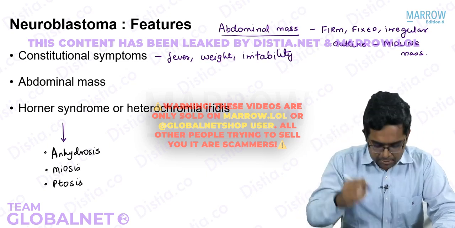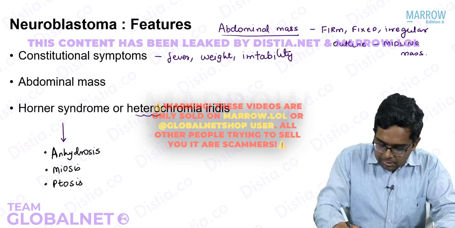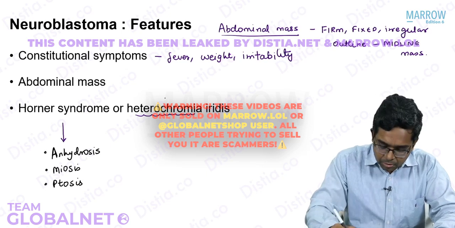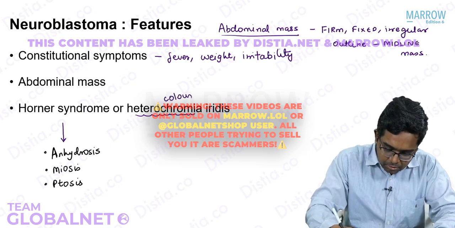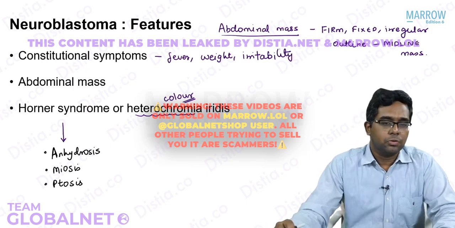Next important feature is heterochromia iris, where you can remember from the name itself, there is a difference in the color. Hetero means different, chromia means color. So different color of both the irises. That is also a feature noted in some cases of neuroblastoma.